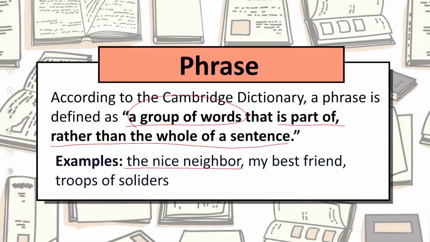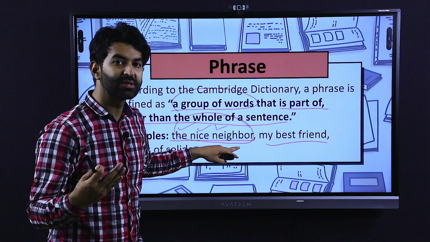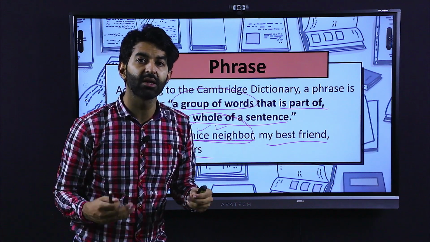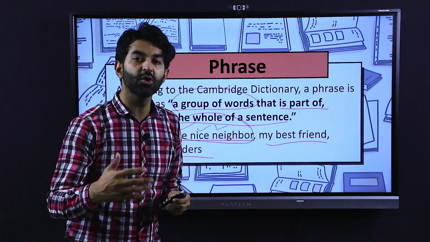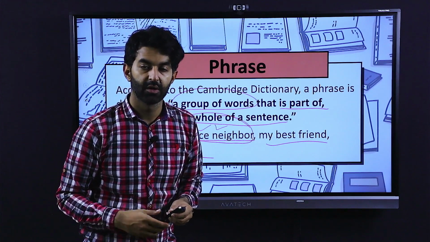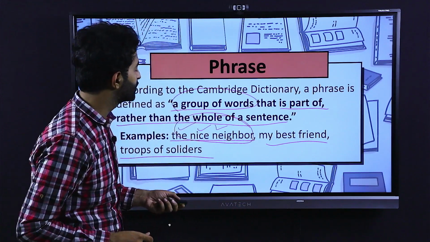The nice neighbor, my best friend, troops of soldiers. These are your phrases. 1, 2, 3, 3 words. It means it's a group of words, and it is giving you a sense. A nice neighbor, it means that the neighbor is nice, but it's not giving you complete information. So these are your examples of phrases.